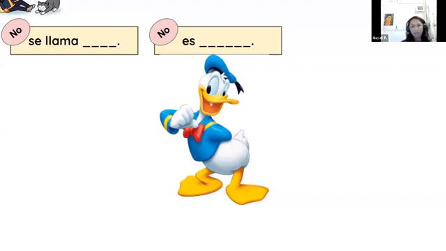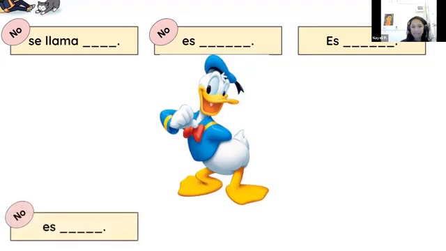No se llama George Clooney, se llama Donald Duck. Sí, se llama Donald Duck. No es generoso. Es cómico. Es cómico. Es inteligente. Sí, es inteligente. Donald Duck es inteligente.